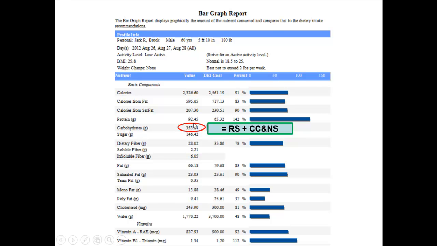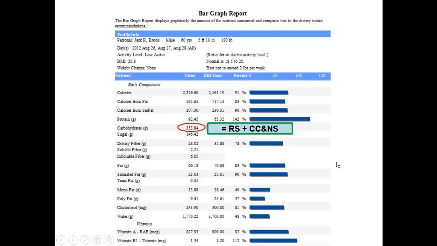But what I want you to know is this number here. We know it contains the fibers, but it also includes both the refined sugars and the complex and natural sugars. Okay, so this is the total carbohydrate.